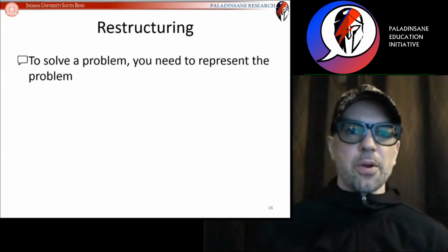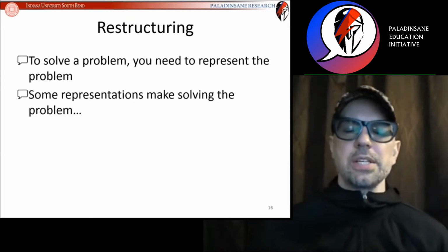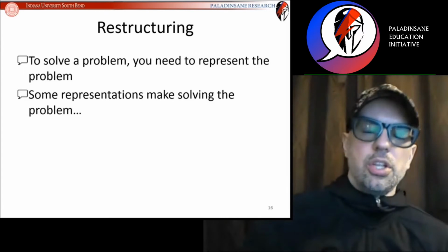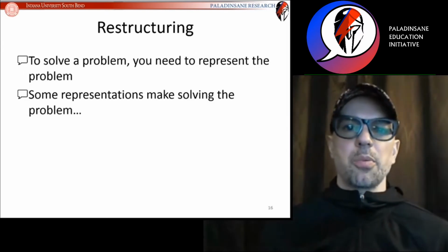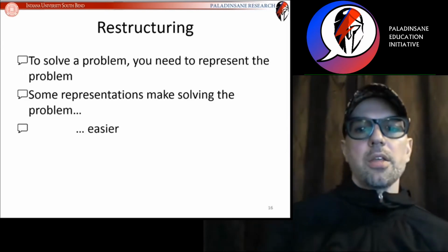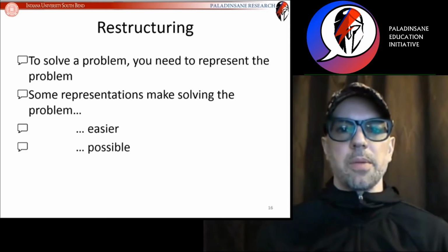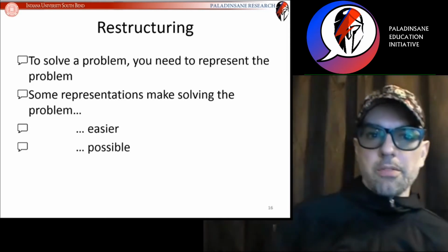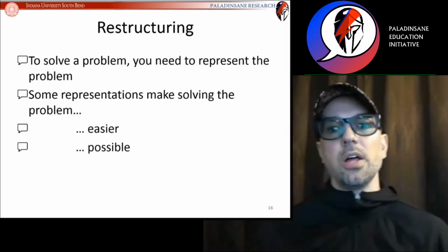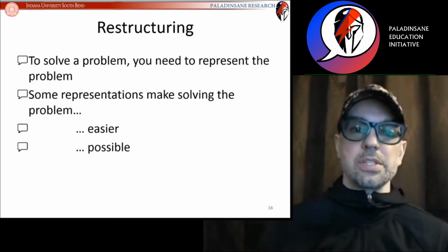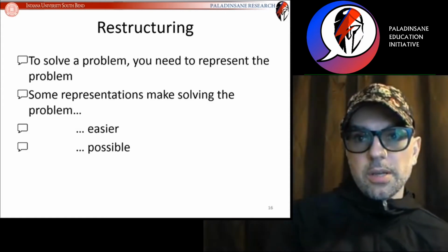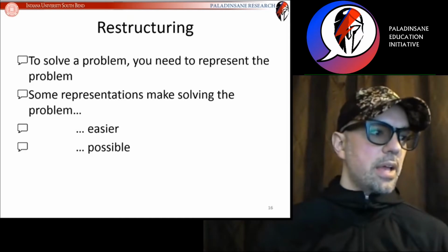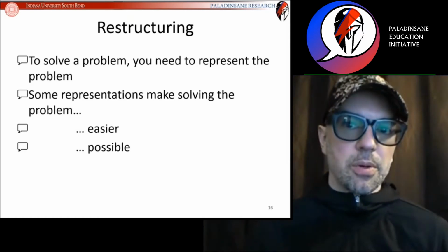You manipulate those representations until you come up with the solution. Now, the key for restructuring is that some representations that we use for a problem make solving the problem easier. Other representations make solving the problem possible. So some of them make it easy, some of them make it possible. On the flip side to that, other representations make it very difficult. Other representations might make a solution even impossible.